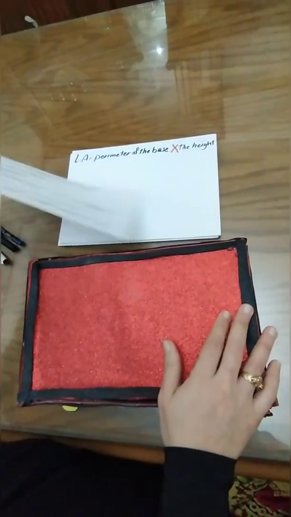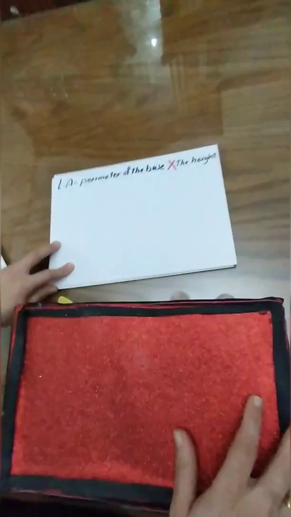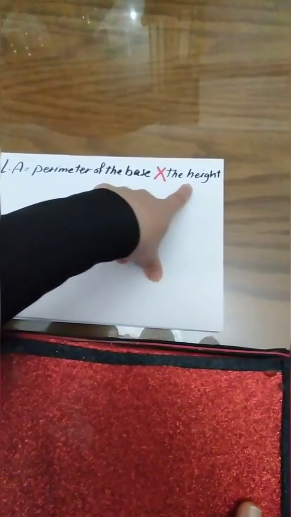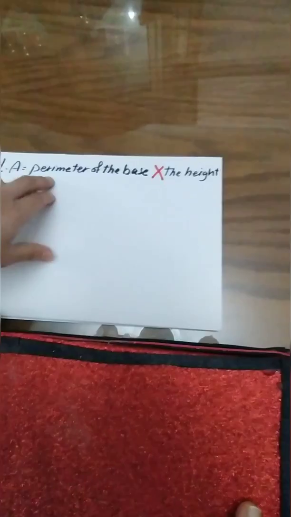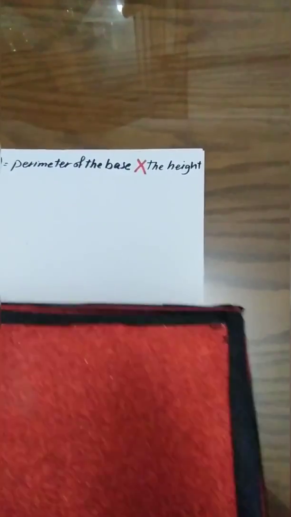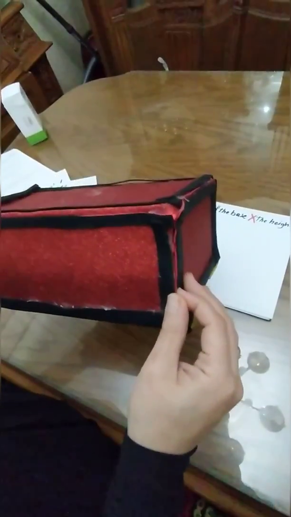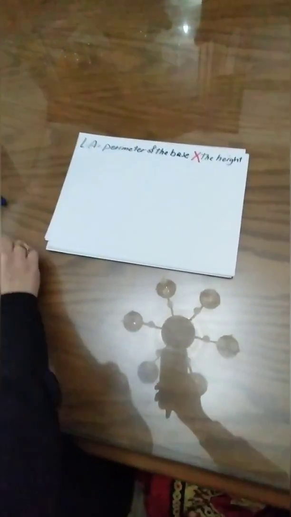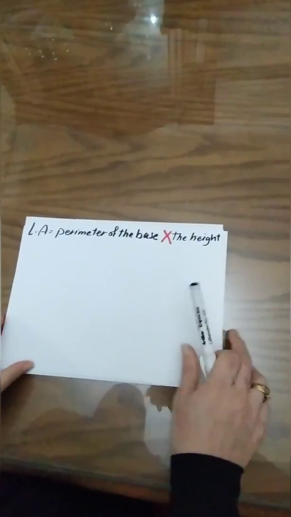So here I can say that the rule said that the lateral area equals perimeter of base multiplied by the height of the cuboid. Perimeter of base of the cuboid multiplied by the height of the cuboid. So I have to know what is the perimeter of base and multiply it by the height length of the cuboid. So let's figure out where this rule came from.